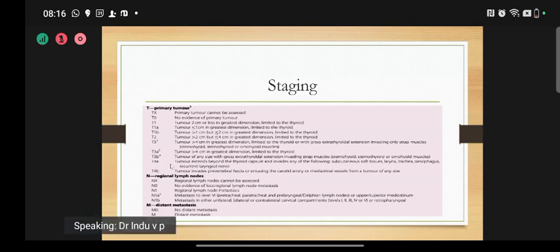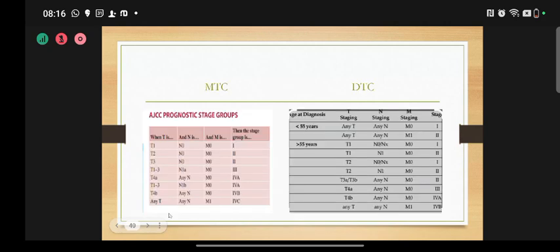T4A is gross extrathyroidal extension beyond the thyroid capsule other than strap muscle, and T4B is invading the prevertebral fascia, encasing carotid artery or mediastinal vessels. And then regional lymph node involvement is divided into N1A and N1B. N1A is central compartment and superior mediastinum. N1B is the lateral compartment and retropharyngeal lymph node. M0, M1 shows any distant metastasis.